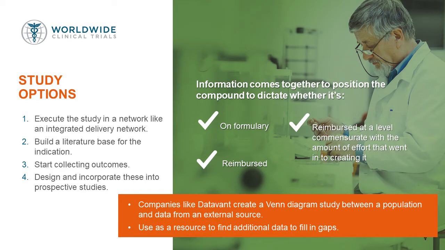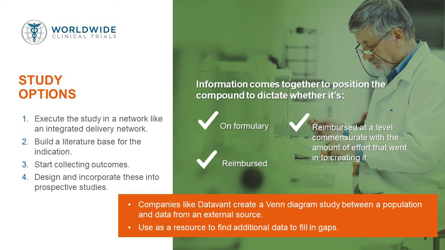We might, for example, wish to execute the study in a network like an integrated delivery network, Kaiser Permanente, Geisinger Clinic, and so forth. Again, where we have access to all of the healthcare transactions that patient has undergone. That might be a simple solution. Where we could then, in addition to running the interventional study, do some additional observational analyses on the data which are available.